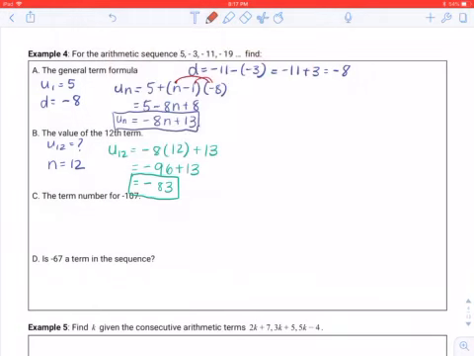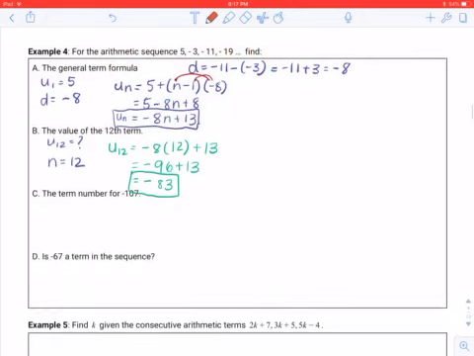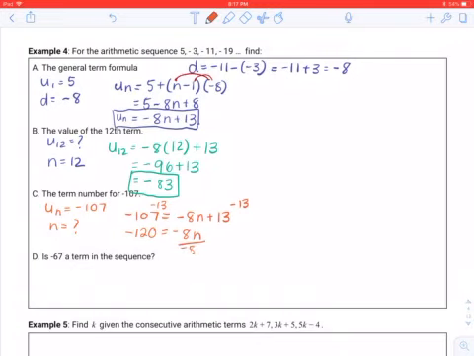Now I need to find the term number for negative 107. So I know that un equals negative 107. I've got to find my n value. So solving for n here, subtracting 13 from both sides, I end up with negative 120 equals negative 8n. Dividing both sides by negative 8, I end up with n equals 15. So 107 is the 15th term in this sequence.